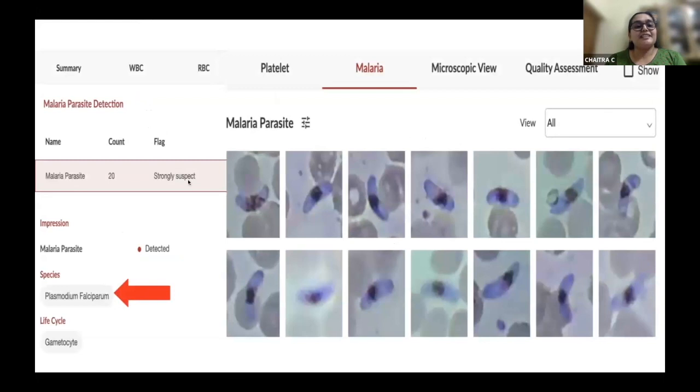So in this case, even the clinician did not suspect malaria, but AI picked up malaria. Here you can see beautiful banana-shaped gametocytes of Plasmodium falciparum. So even when the count is low, the AI has picked it up. Not only does the AI give you the categorization of RBCs, WBCs, and platelets, AI 100 can also be used for detection of malarial parasites with good sensitivity and specificity.